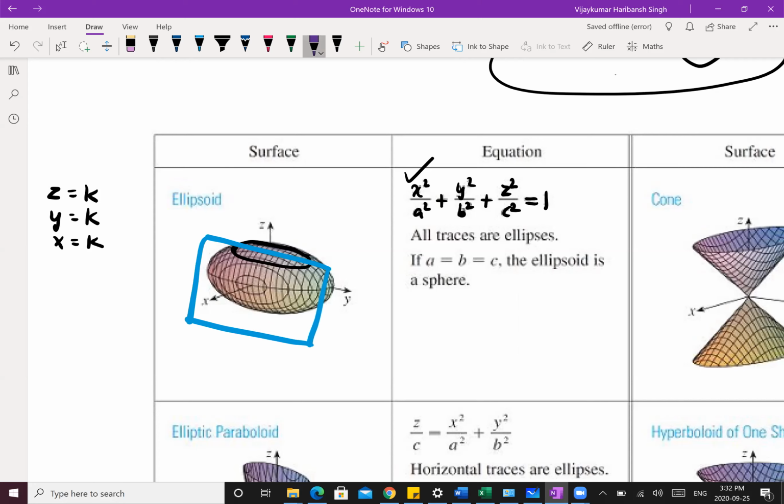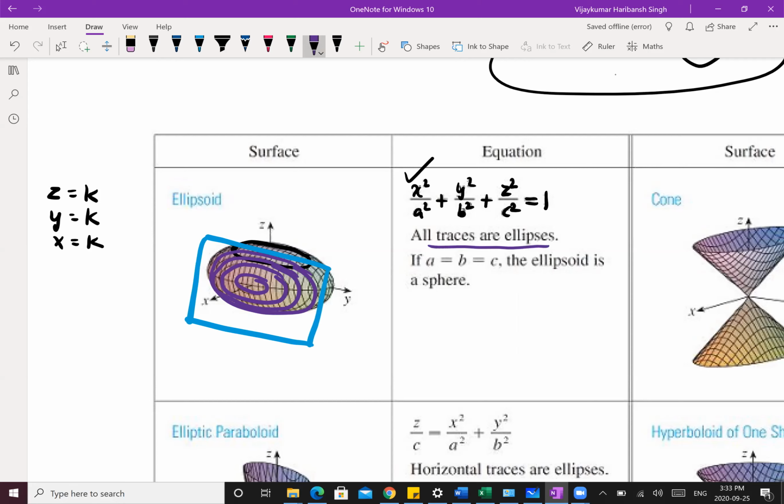And already some of the traces are drawn. So each of these is a trace, and you see that they are also ellipses, of varying size depending on where you cut it. So all the traces are ellipses in this case. You can see the other way around too, right?